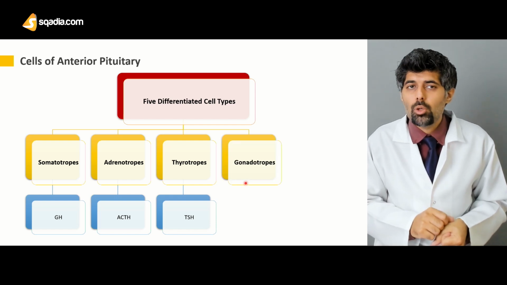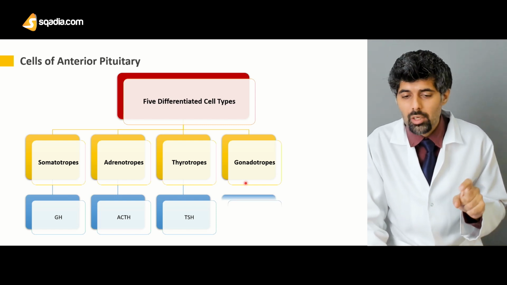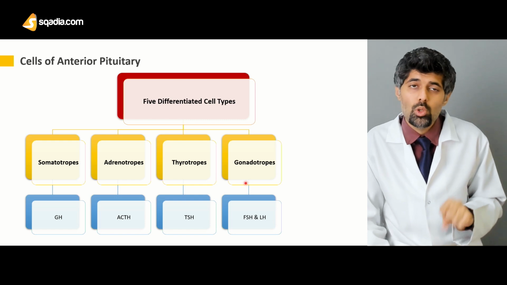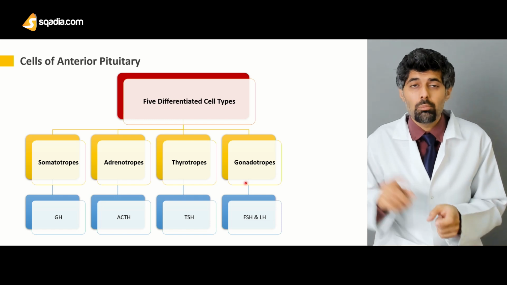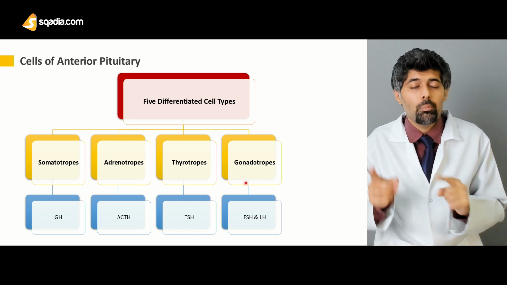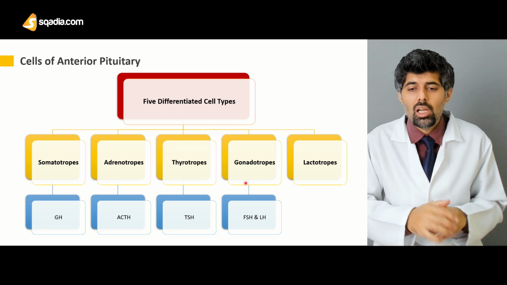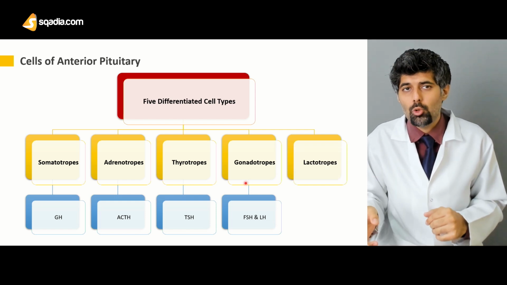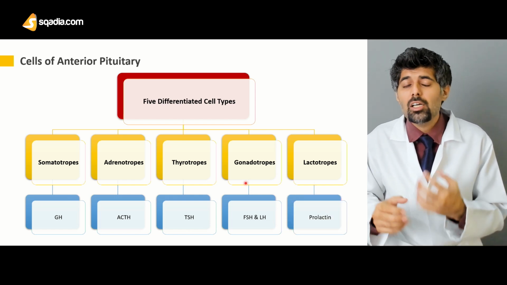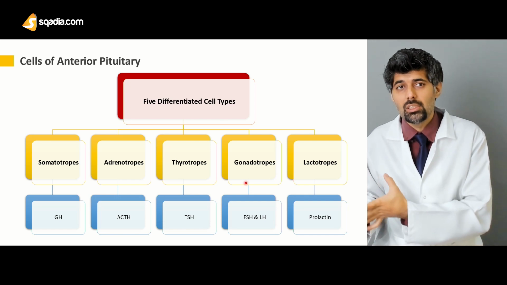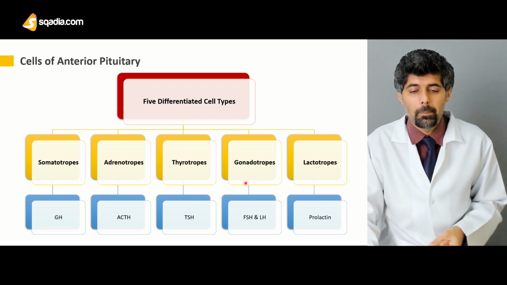Then we have the gonadotropes. Gonadotropes are the ones which release two types of hormones. One is the follicle stimulating hormone, while the other is the luteinizing hormone. Both of these are released in both males and females, and both have to do with the reproductive system. Last but not least, we have the lactotropes, which produce prolactin, and these are usually found more in females, because they are the ones which express the milk.